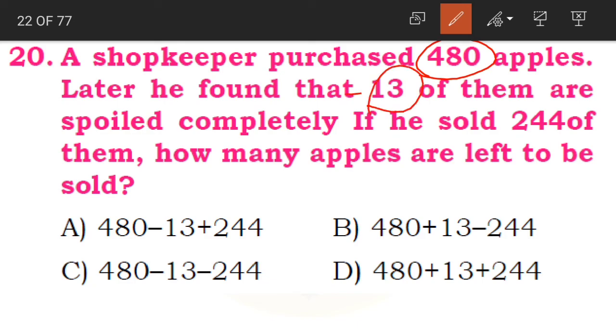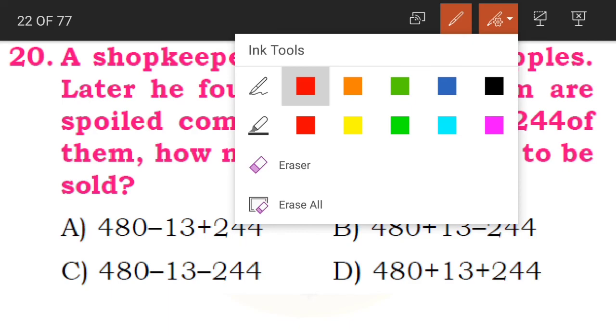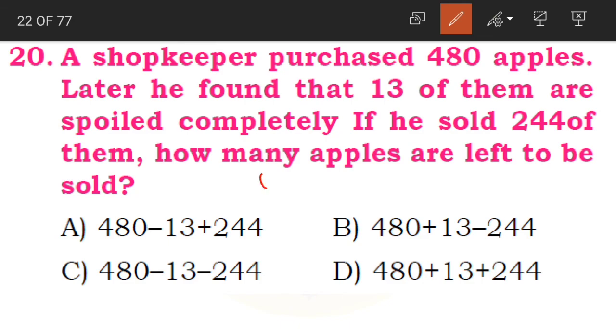When I say spoiled, it means they are not in a position that we can eat. We cannot eat those apples. So what will we do with the spoiled apples? We will throw them away. So when we are throwing them away, do we add that 13 to the total apples or will we subtract? Yes, children, when we are throwing them away, we will subtract. Very good. So what will be our first thing? 480 minus 13.